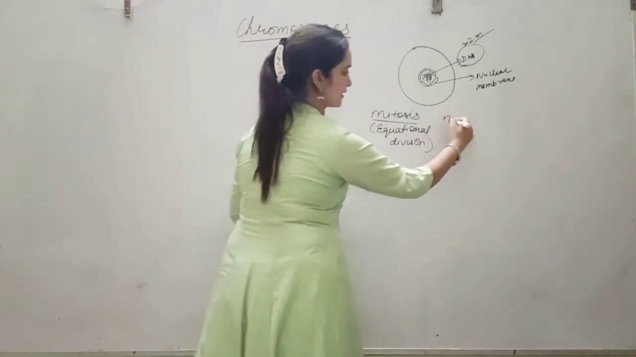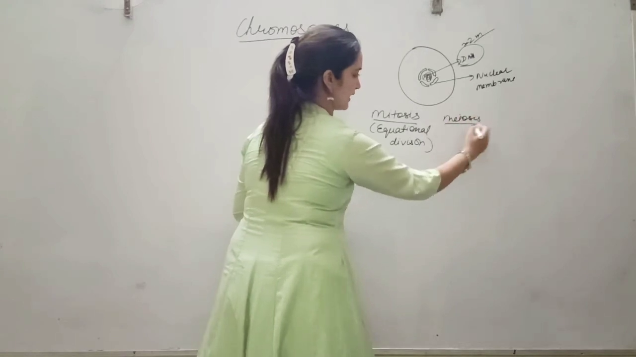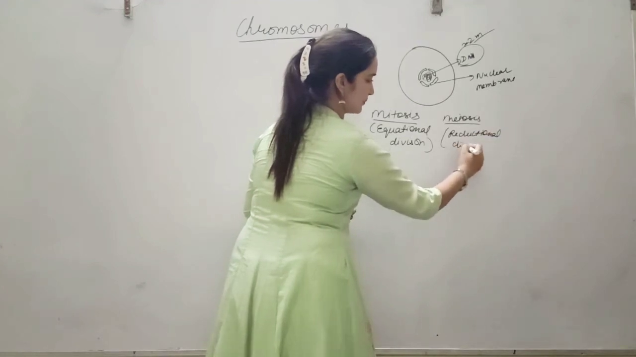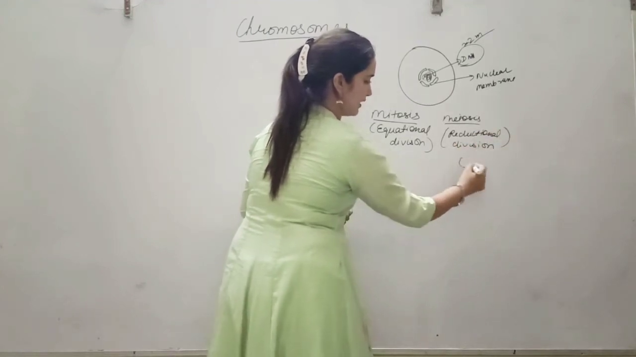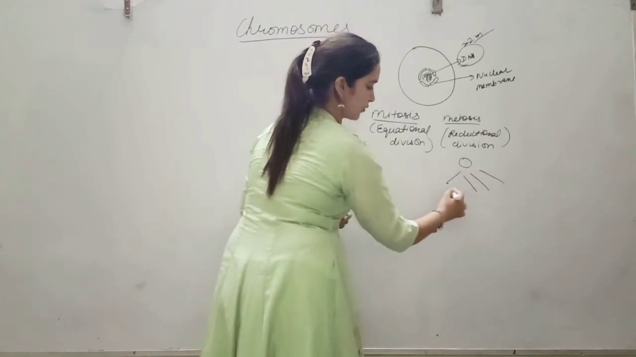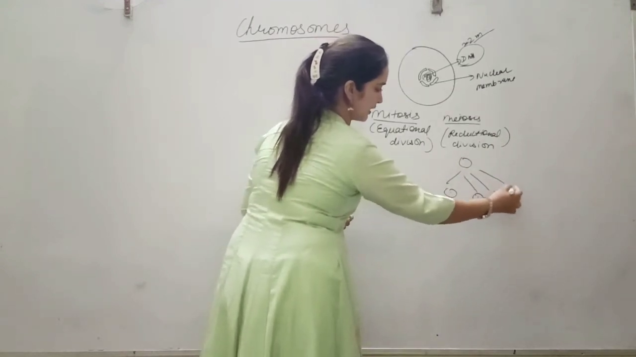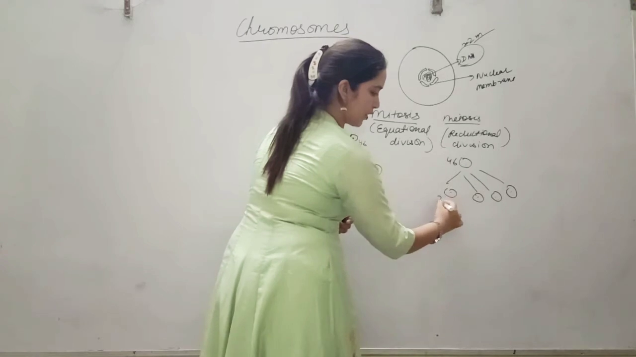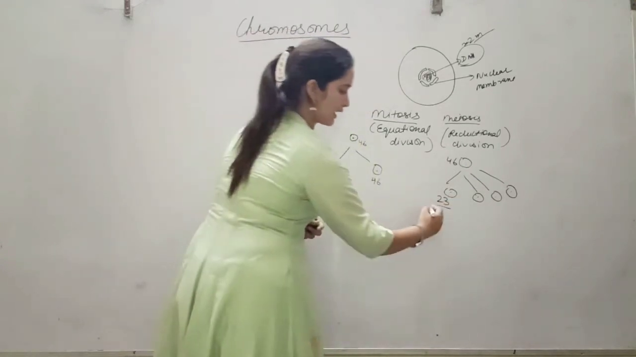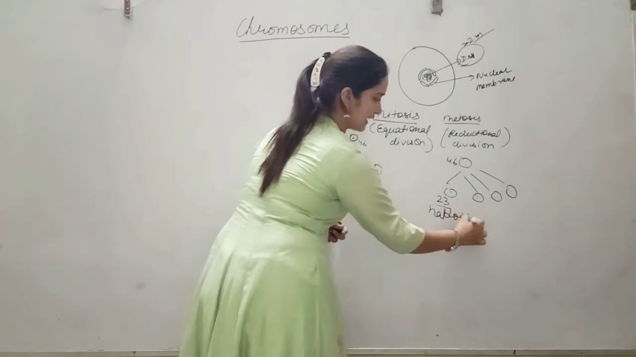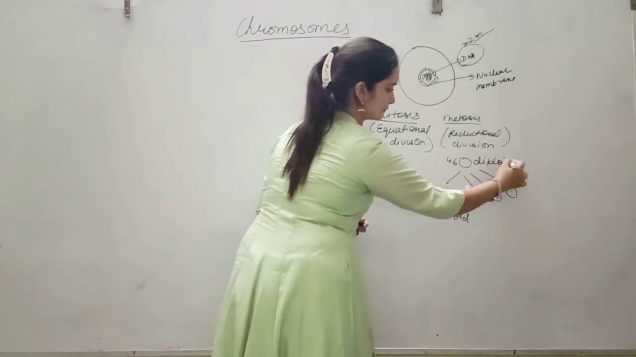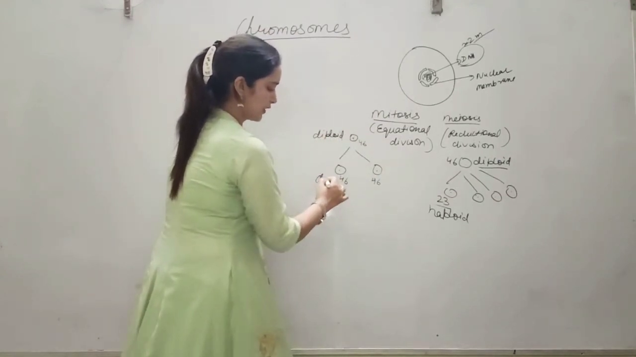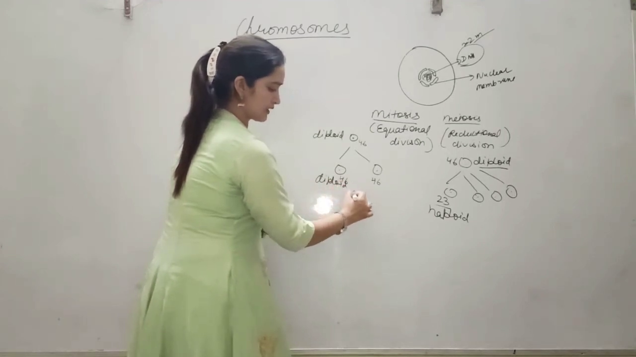But if we see meiosis, that is called reductional division. In reductional division, one parent cell ultimately forms four daughter cells. The parent has 46 chromosomes and the daughter cells formed have 23 chromosomes. So these are called haploid cells and the parent is called a diploid cell. And in mitosis, a diploid parent cell gives rise to diploid daughter cells.